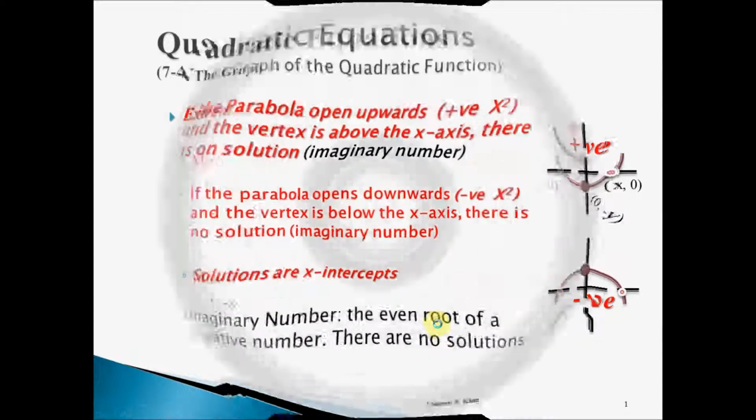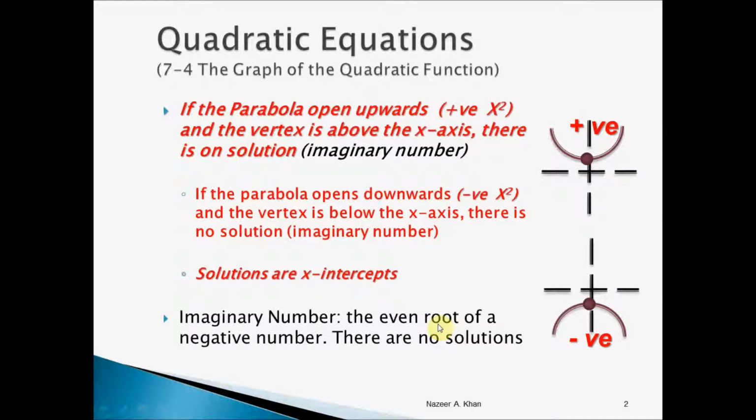Let's go and look at some other stuff. When we look at this particular example here, the parabola opens upward, it has a square term, and the difference between the last slide and this one is that this particular parabola does not cross the x-axis. So this does not have any roots or solution to it, and when we factor the equation for this, it will give us an imaginary number. Now we know that an imaginary number is the even root of a negative number.